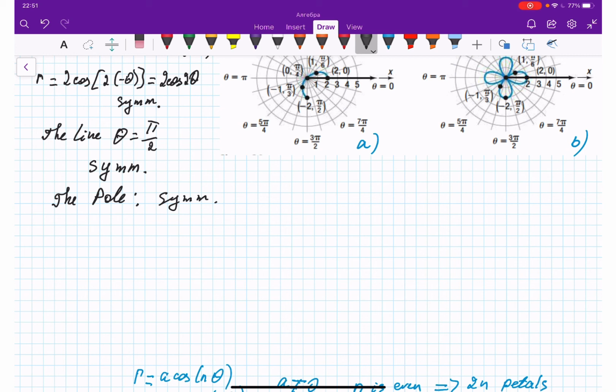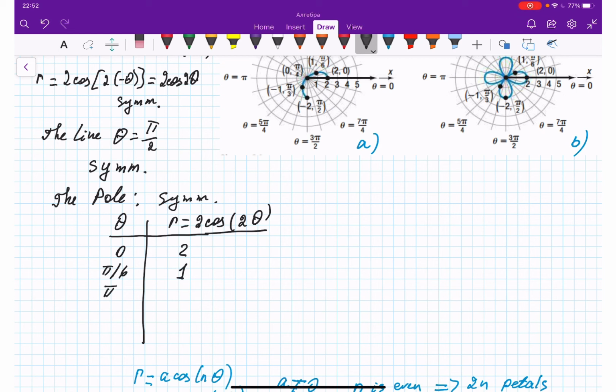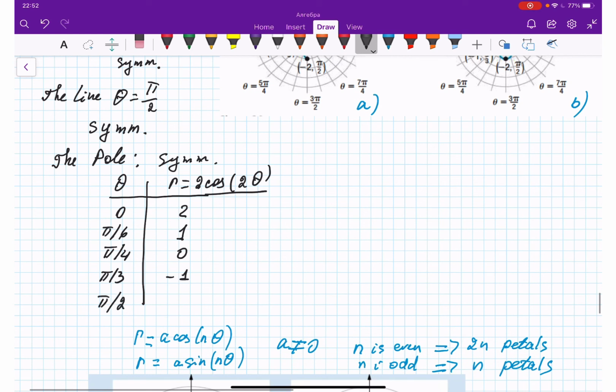And we are getting, this is theta, this is r equals cosine 2 theta. So at 0, here we are getting 2. At pi over 6, we are getting 1. At pi over 4, we are getting 0. At pi over 3, we are getting negative 1, and at pi over 2, we are getting negative 2.